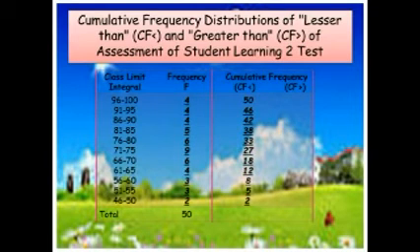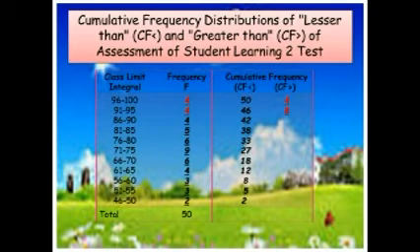Next is the cumulative frequency greater than. We must start from the top to the bottom. Copy the first frequency, which is 4, and add the next, which is 4, and so on. 4 plus 4 is equal to 8. 8 plus 4 is equal to 12. 12 plus 5 is 17.